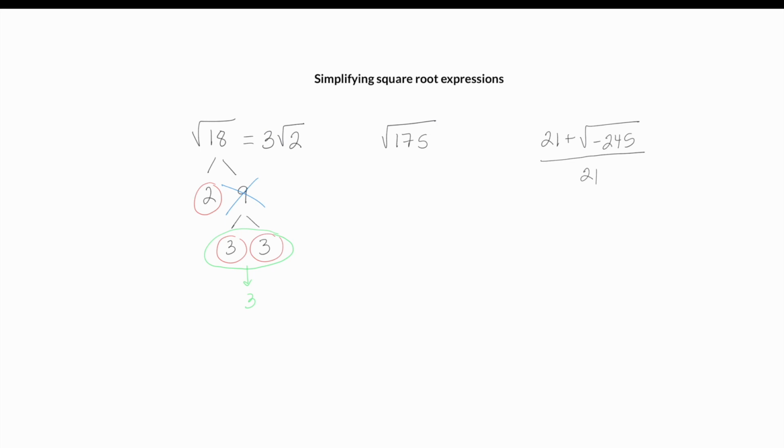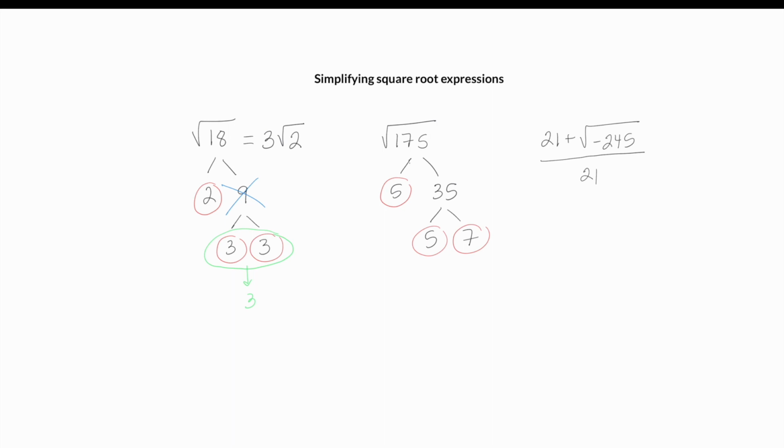Let's move on to the square root of 175. 175 again is not a perfect square, so I will be breaking it down. Well, 175 is divisible by 5. If you divide it by 5, the answer is 35, so that's the first pair. 5 cannot be broken down, so I will leave that alone, but 35 can be broken into a 5 and a 7. And again, neither one of these can be broken down anymore.